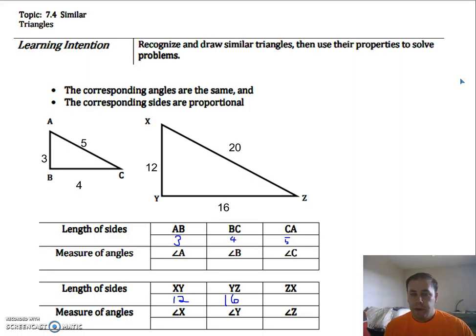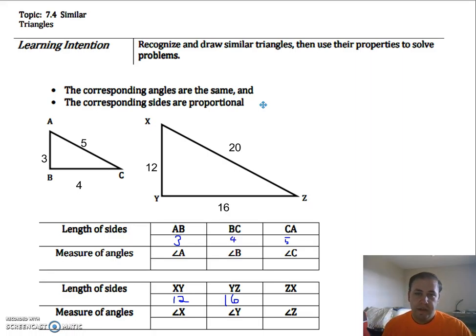So what we're going to do now is we're going to lean into triangles. A lot of triangles will be similar, but the proportions will be changed. Therefore, their angles are the same. So our learning goal, our learning intention is to recognize and draw similar triangles and then use their properties to solve problems. What you have to know is that corresponding angles are the same and corresponding sides are proportional. So there's a ratio in between there, which is called the scale factor.